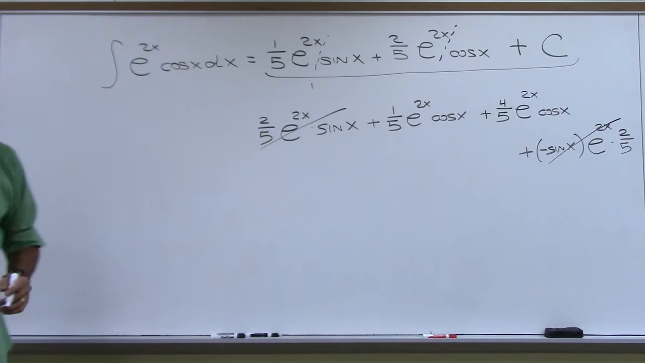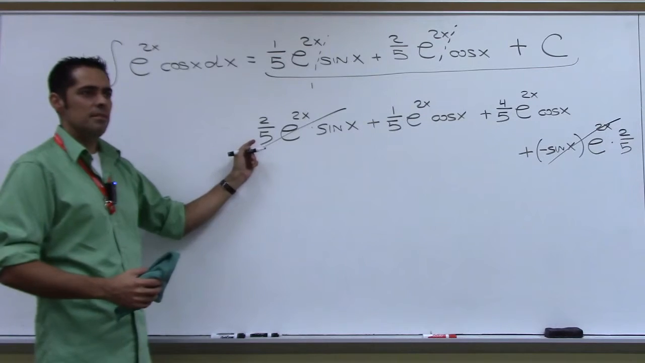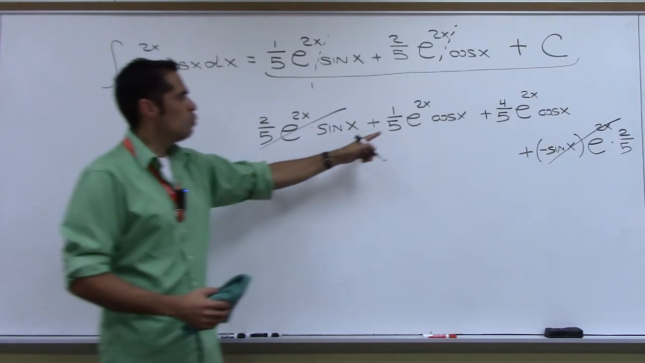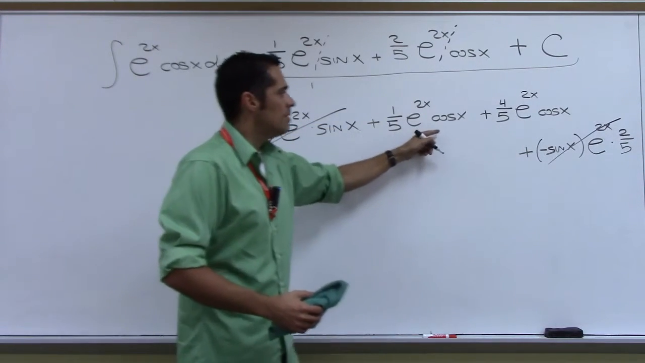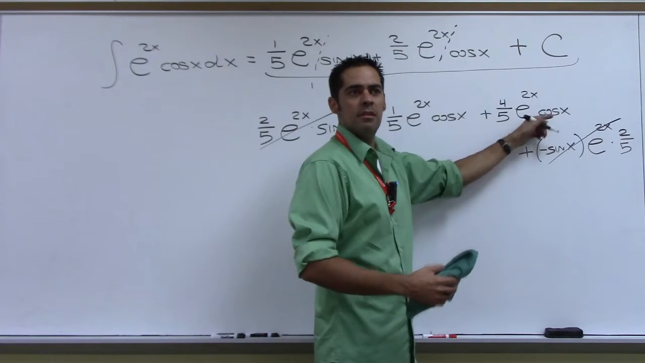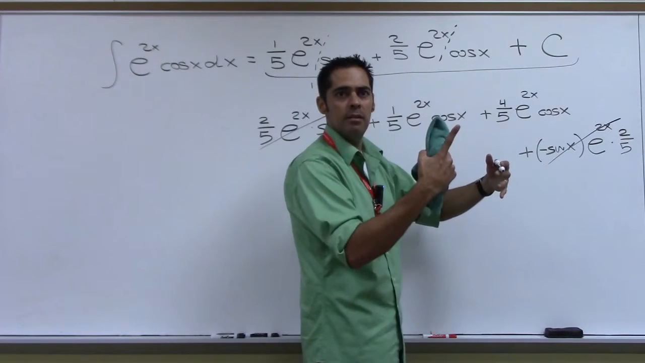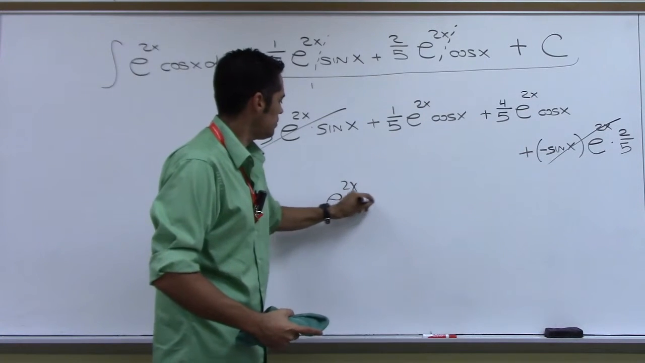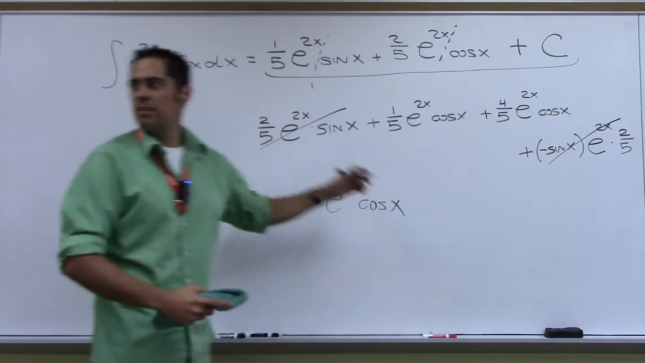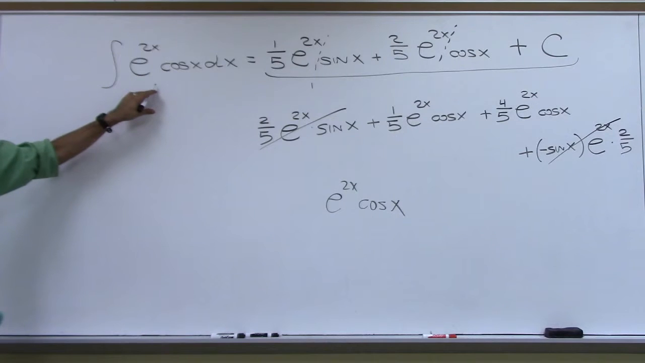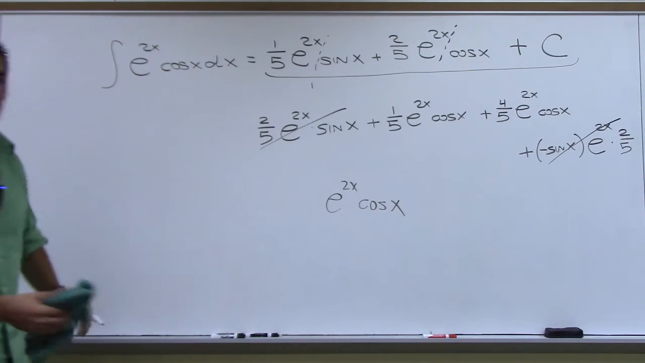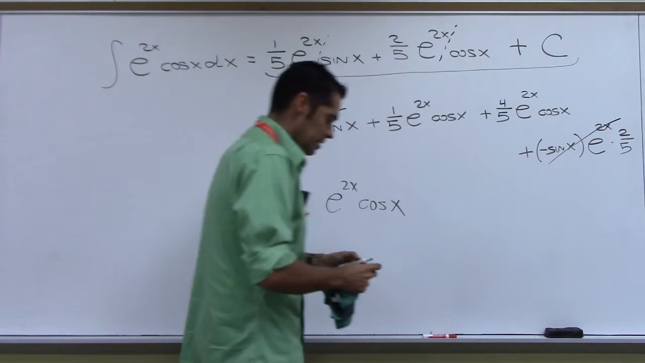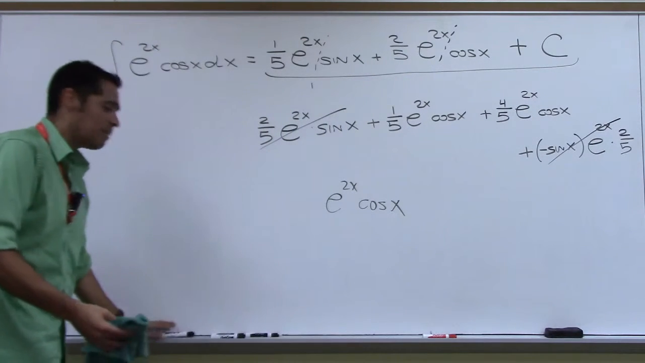Don't they? Those are exactly the same except positive and then negative. This is 1/5 of these, and this is 4/5 of these. That's 5/5. That's 1. So my answer should just be one of those. That's the integrand. Right? It works. Okay? It works. It's quite beautiful if you think about it.